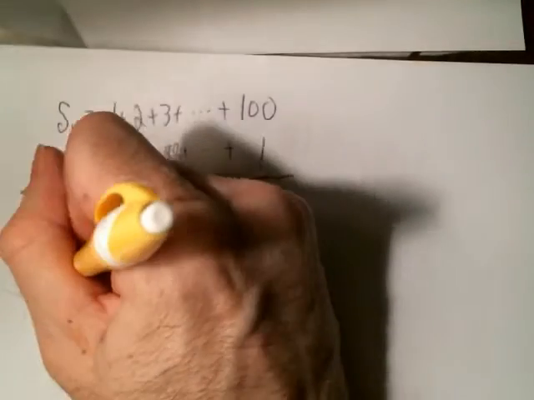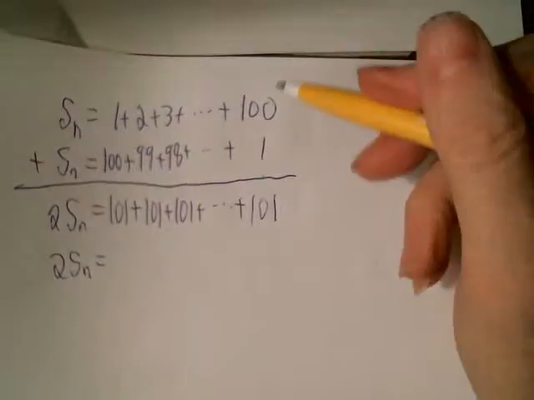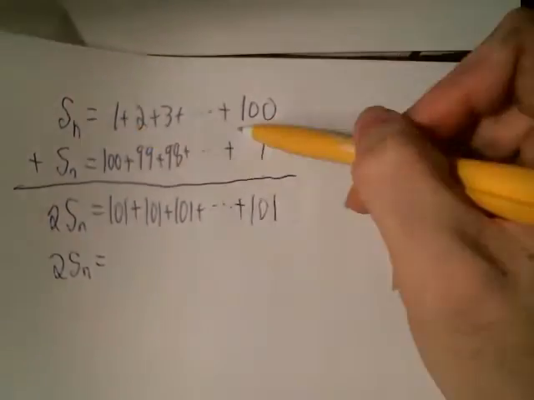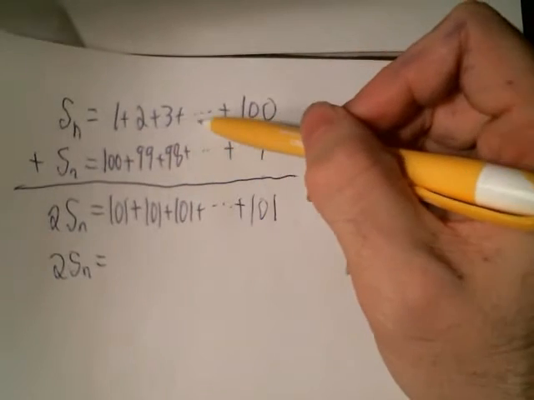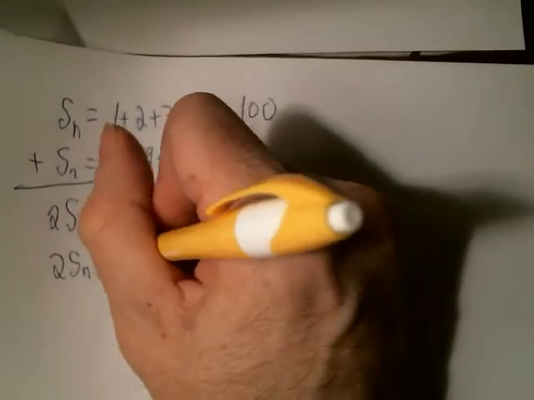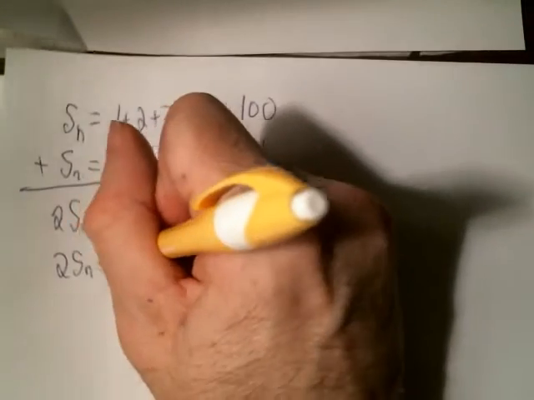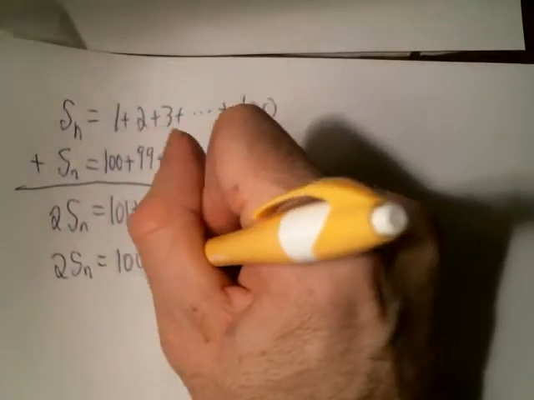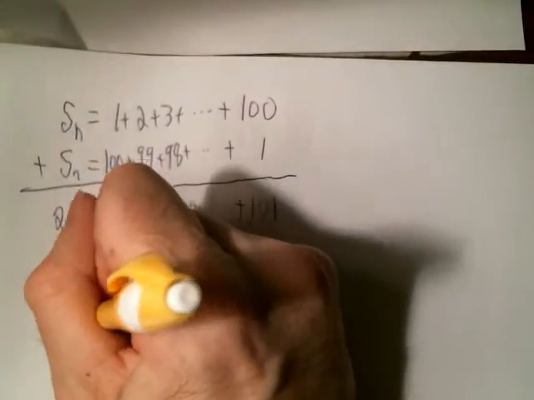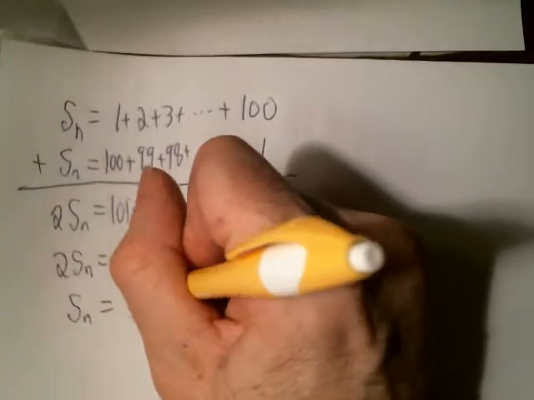Then you could write it as 2 S sub n equals, well, how many 101s are there? There are 100 101s. So 100 101s is 100 times 101. And then we can divide both sides by 2, and we have our answer.